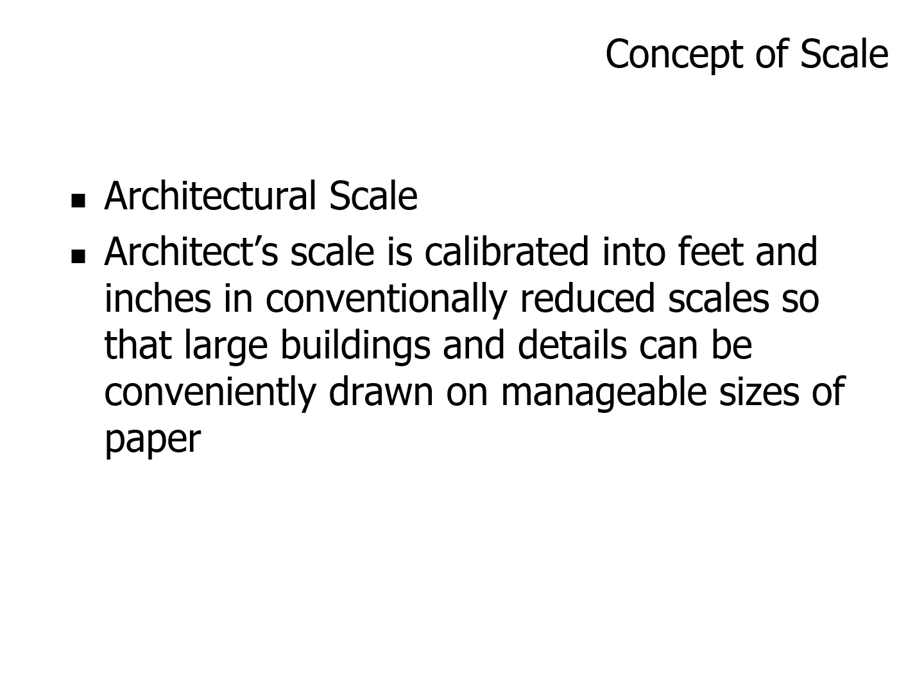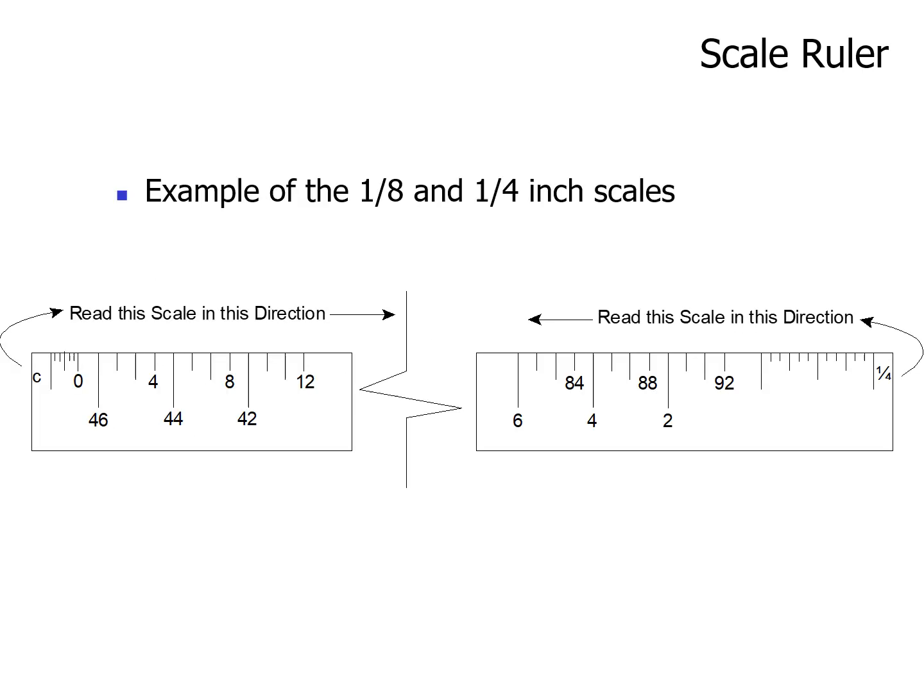Then we have architectural scale. Now, architectural scale is calibrated into feet and inches and conventionally reduced scale, so the large buildings and details can be conventionally drawn on manageable size of paper. So everything is scaled down. So here's a scale. This is an example of an 1/8 inch and a 1/4 inch scale.